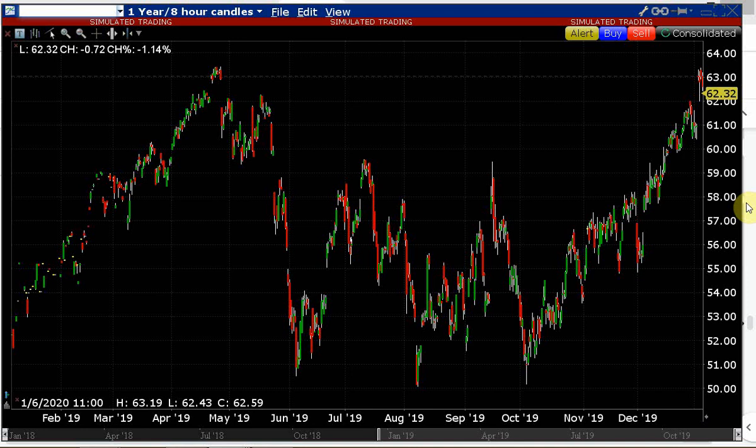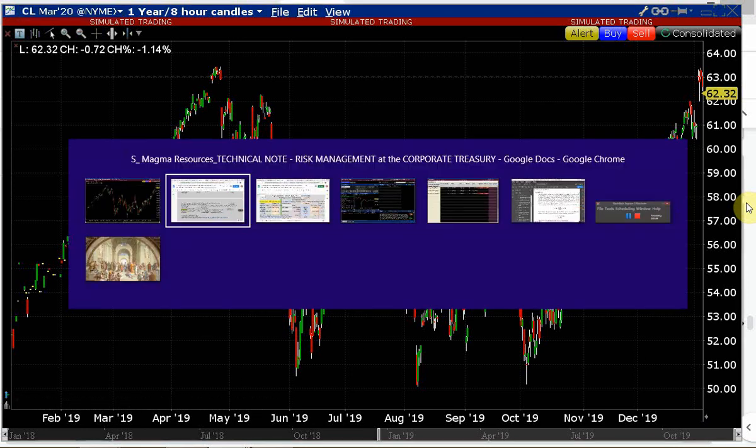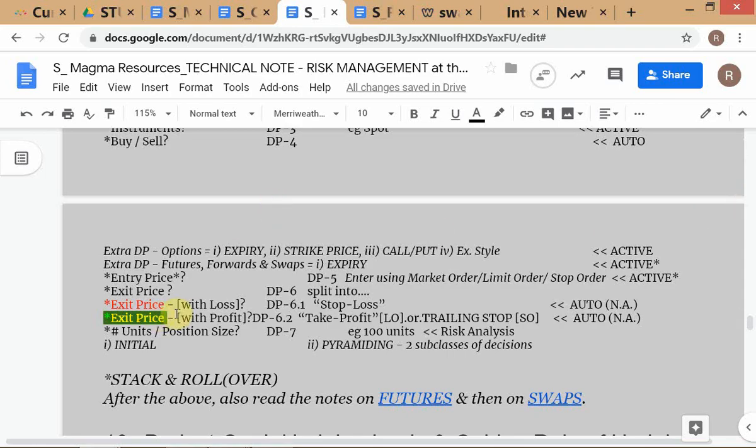So if you're managing a dynamic hedging program, then the same decisions about exit price with loss, exit price with profit, all these will become active. But for our purposes, to simplify the scenarios, we are discussing it as a static hedging program. So the decision making is automatic, because once you hedge, you can't unhedge anymore. Right? This is clear, everyone?